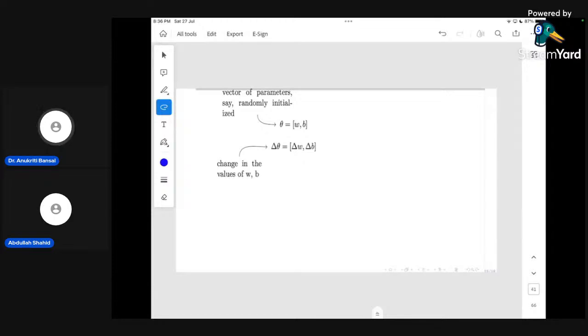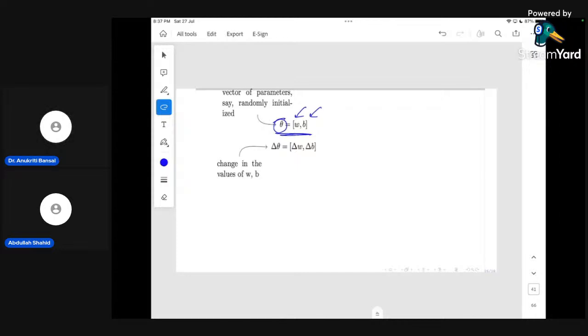Now, what I want to do is, initially I don't know the value of W and B. So I start with an initial guess. I take some initial value of W and B. Okay. And once I start with this random guess, I want to make some changes in these parameters so that I land up in a better situation. What I mean by a better situation is that I get less error. Okay.